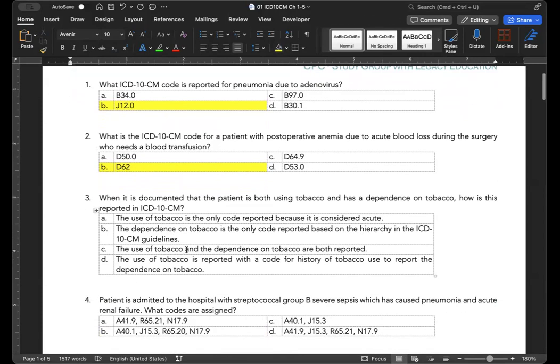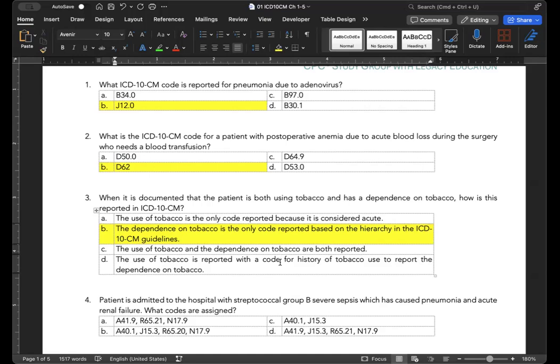All right, so I'm throwing in a guideline question here. If we have it documented that the patient is both using tobacco and they have a dependence on tobacco, how would we report this according to our guidelines? Dependence. Yeah, so we are only going to report the dependence. Remember we have that hierarchy, and if you don't remember, you can always go to your guideline.